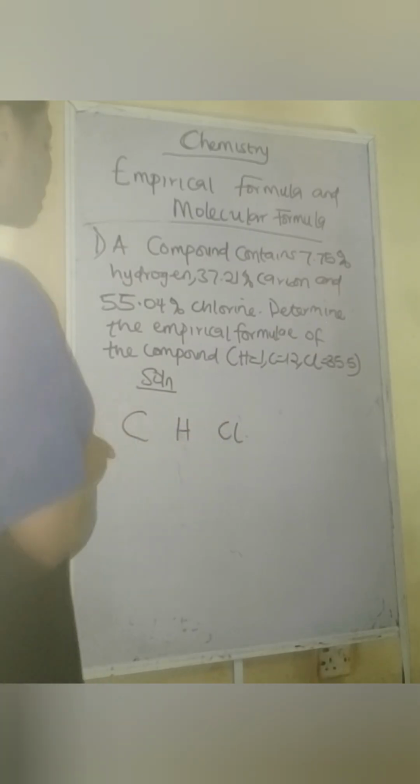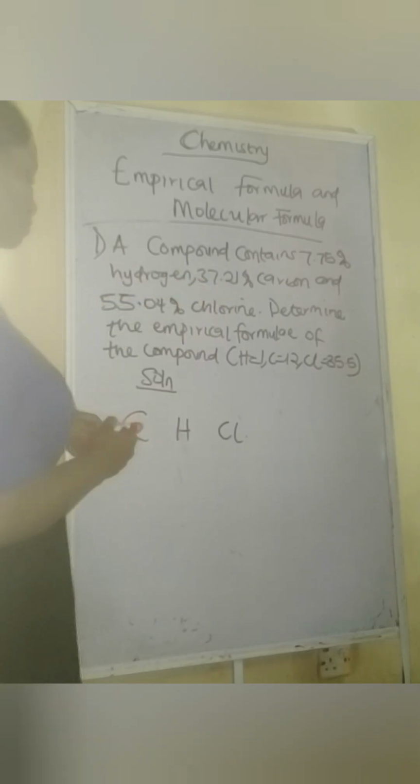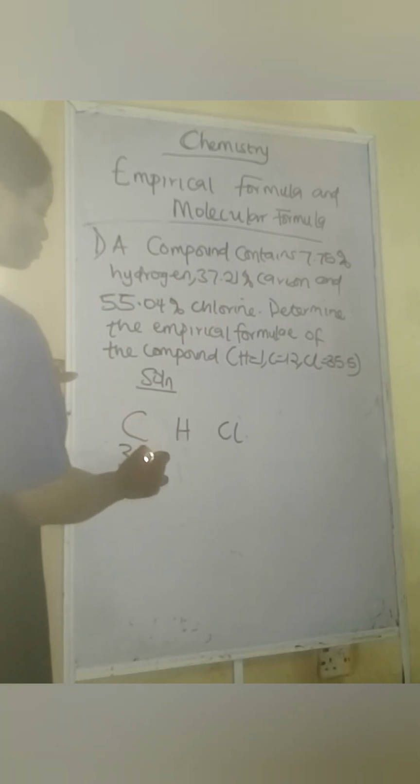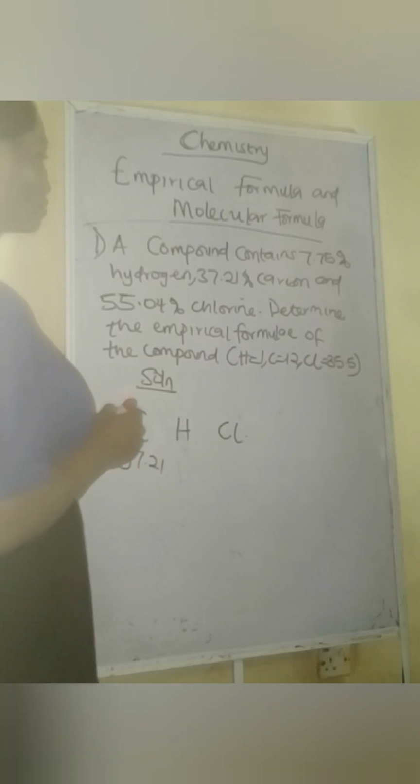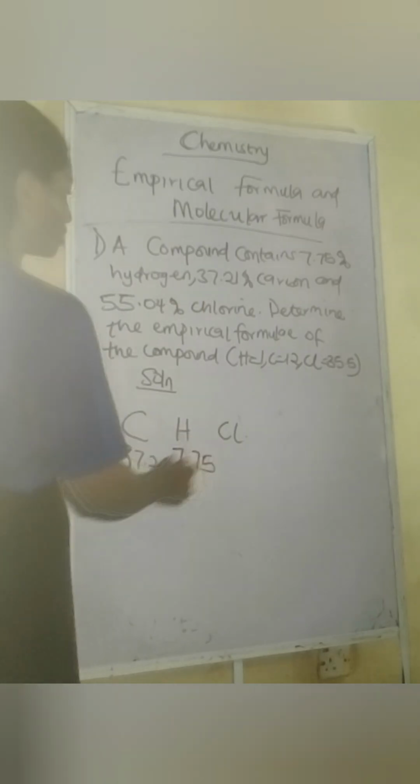So now what is the percentage for carbon? The percentage for carbon is 37.21. And the one for hydrogen is 7.75. While the one for chlorine is what?